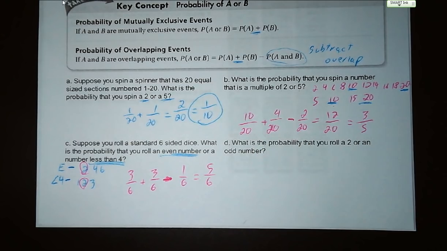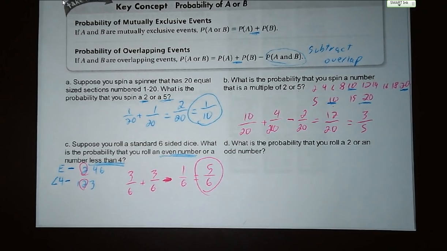Now, does this make sense? Our possible solutions that would be either even or less than 4 are 1, 2, 3, 4, and 6. So the only number that you would roll that would not be one of your favorable solutions in this would be a 5. So it would be 5 out of the 6 possible choices.